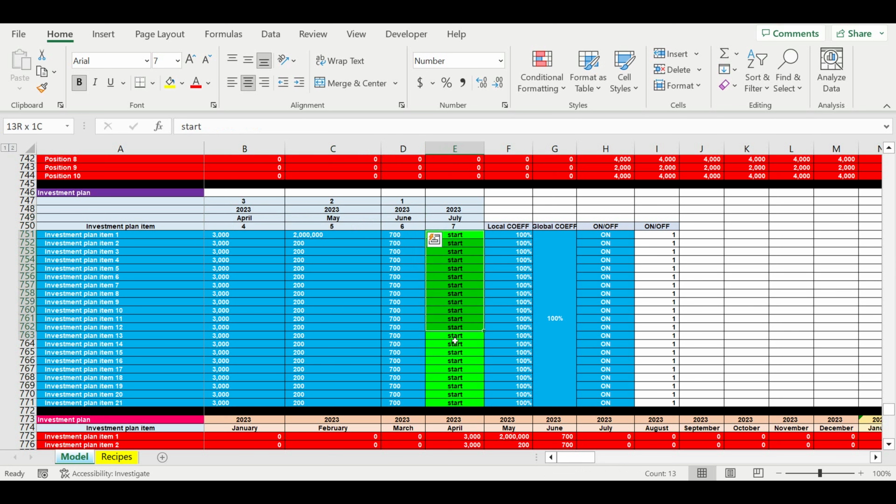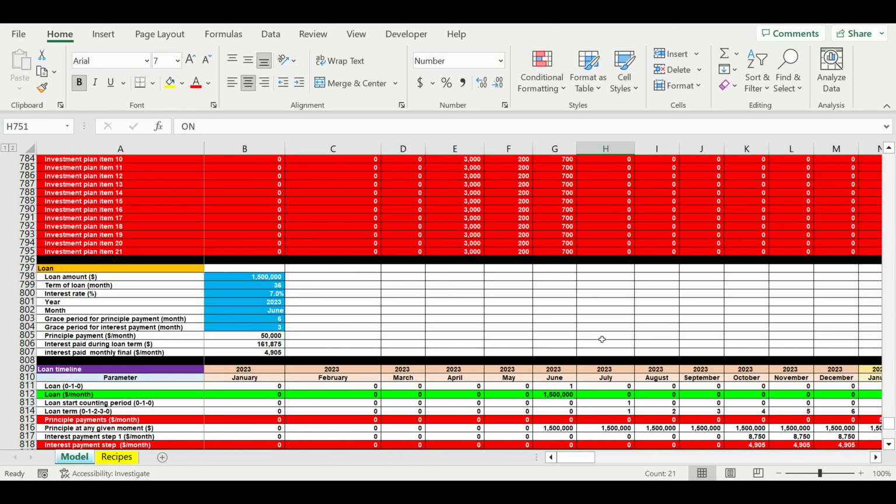And before we get the revenues, we can specify what we are investing in inside the investment stage. We have global and local coefficients for investment plan costs. We can switch them on and off specifically to see how the business will perform in this or that way.